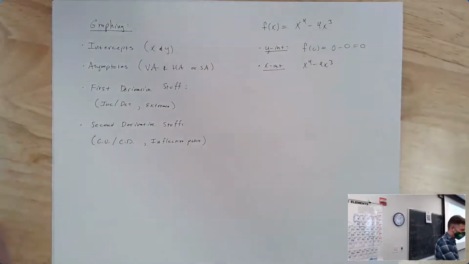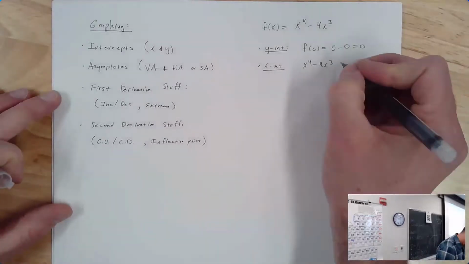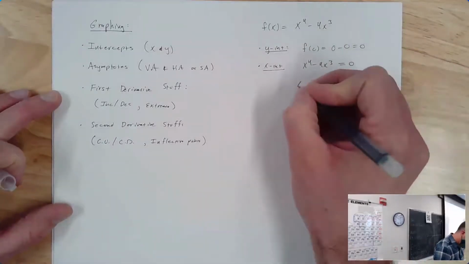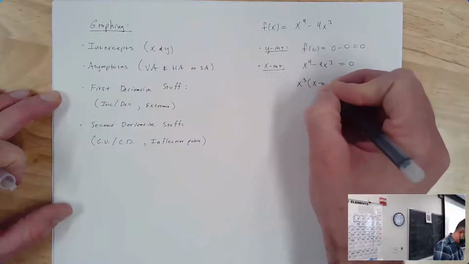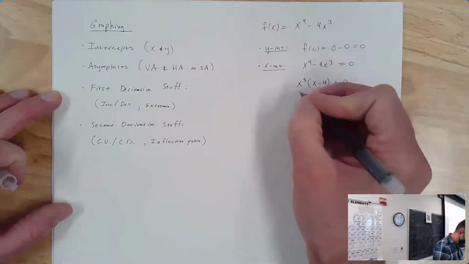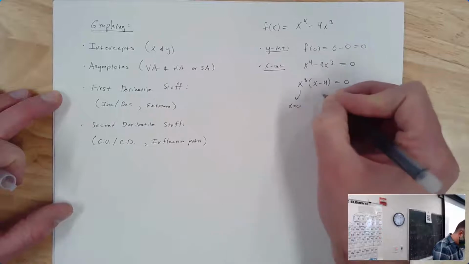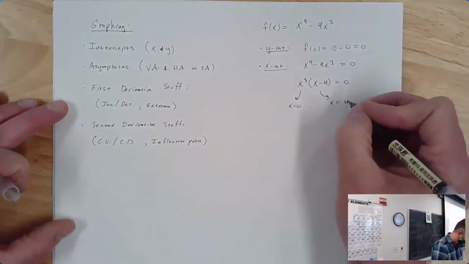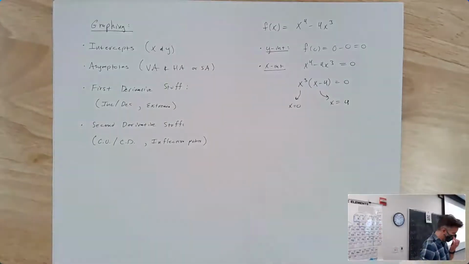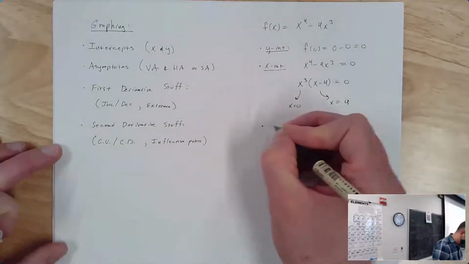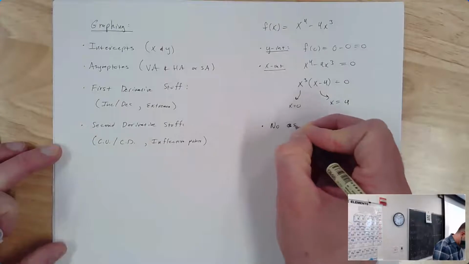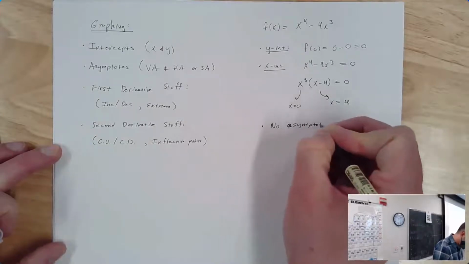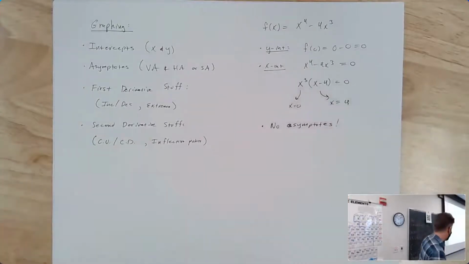So setting this equal to 0, I'm going to factor. I'm left with x cubed times x minus 4 equal to 0. So I either get x equal to 0 or x equal to positive 4. All right. This is a polynomial, so there are no asymptotes. And that's always true. Polynomials never have asymptotes.